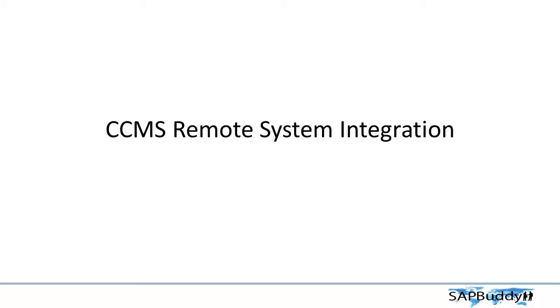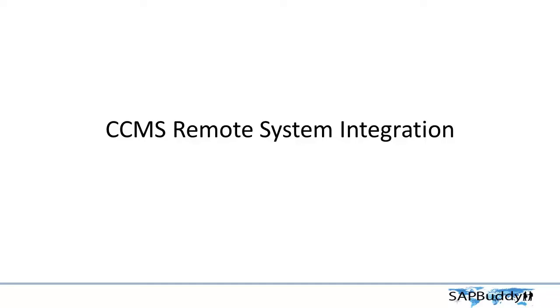In this session, we are going to see how to monitor the remote system using CCMS, and how we can integrate the remote system using CCMS. Okay, let's go to the system and start configuring the remote system. We have two systems, ECC and ECQ, for this particular training session. We want to monitor the ECQ system from ECC.